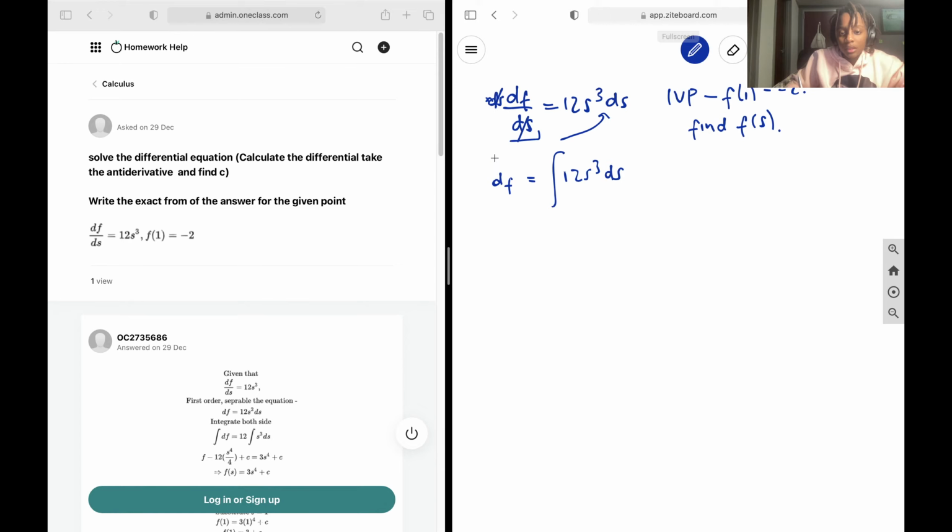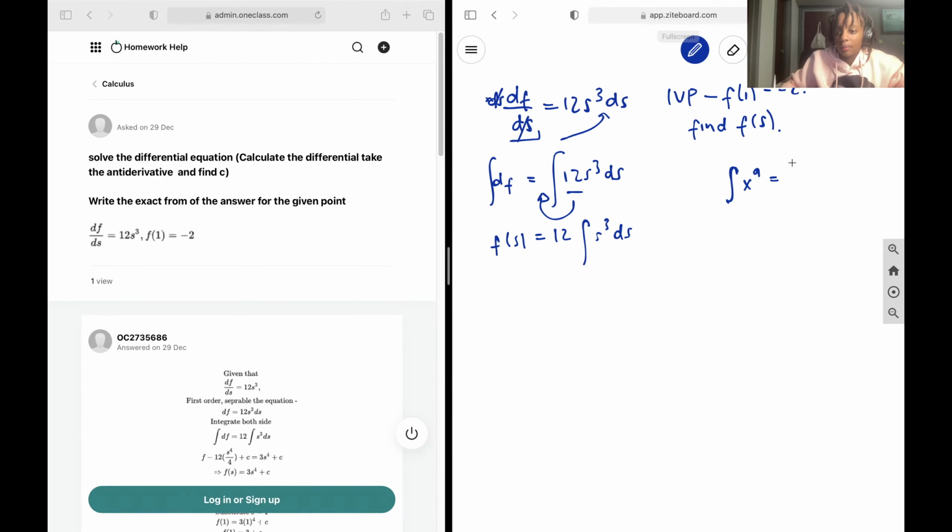Next we integrate both sides, and we get f of s is equal to 12, we're just going to bring this 12 right on out because it's a constant, times the integral of s cubed ds. And you need to remember that the integral of x to the a is equal to 1 over a plus 1, x to the a plus 1. You can prove this by simply taking the derivative, and we'll bring this down so that they cancel, and subtract 1, leaving a.